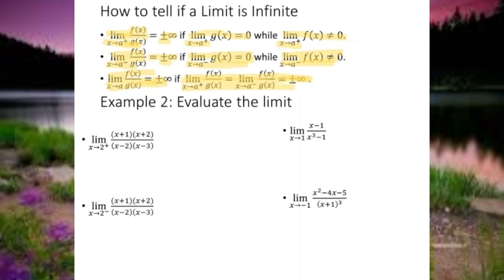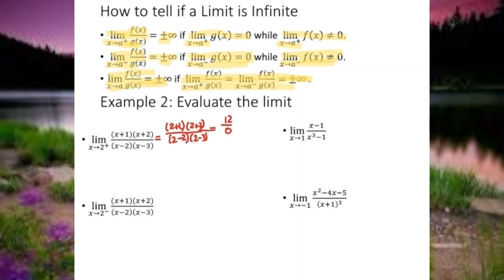The hard part is how do we determine whether it's going to be a positive infinity or a negative infinity? If we take a look at our first example, the limit as x approaches 2 from the right of x plus 1 times x plus 2 all over x minus 2 times x minus 3. The first thing we should always do when we try to evaluate a limit is to use direct substitution. And when we do the direct substitution, we get 12 over 0. This indicates to us our answer should either be positive infinity or negative infinity. Now we have to determine which infinity to use.